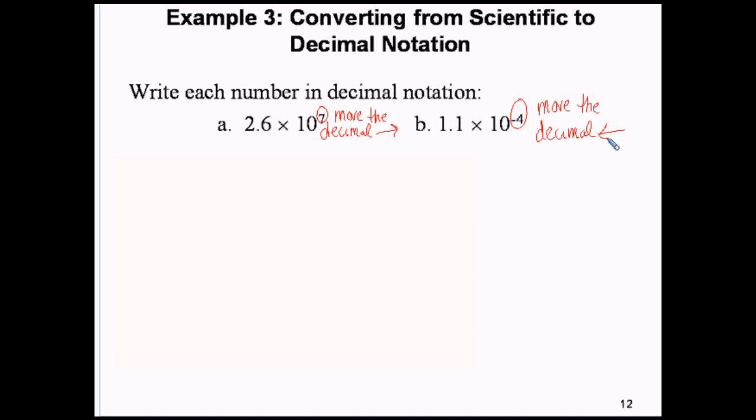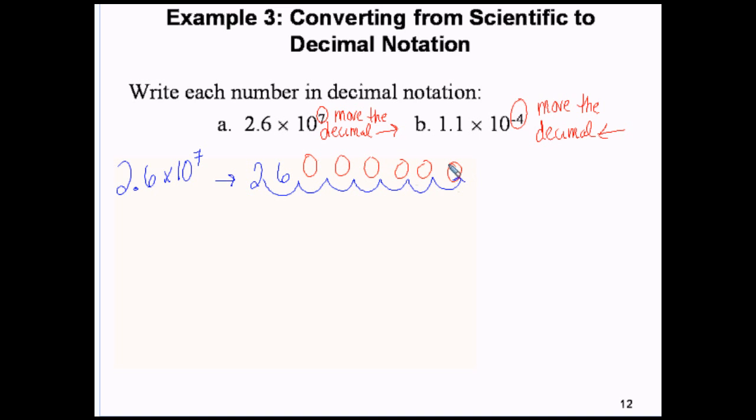Okay, so 2.6 times 10 to the 7th. It's telling me 7 decimal places from that 2.6. So I've got my decimal right there. I'm going to go 1, 2, 3, 4, 5, 6, 7. And fill those up with zeros. Gives me 26 million like that.